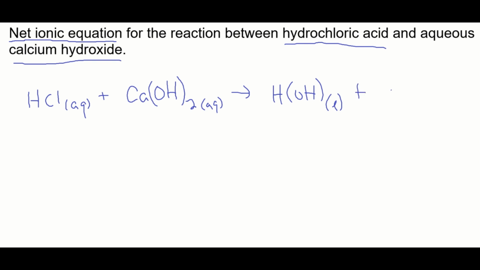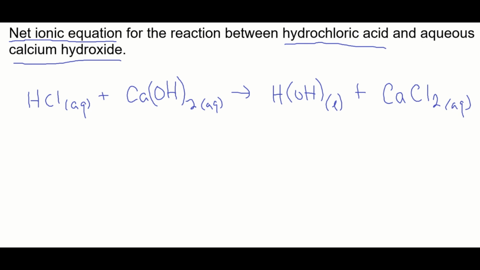Now let's recombine calcium with the chloride ions. Again, we can use the charges on these ions, crisscross those numbers to get the formula. So the formula for calcium chloride is CaCl2, and that's soluble.